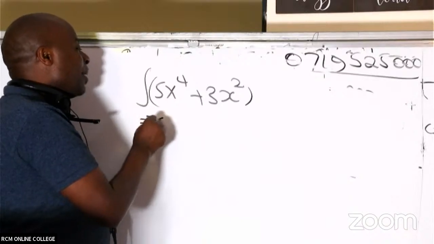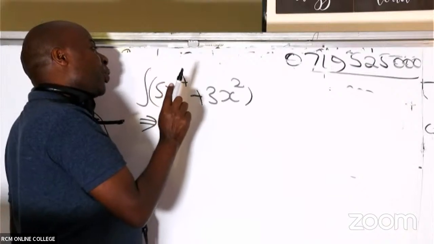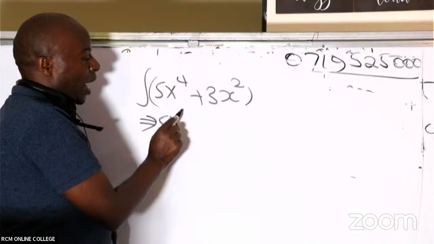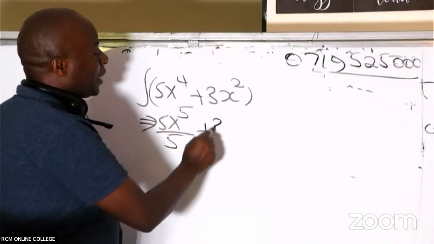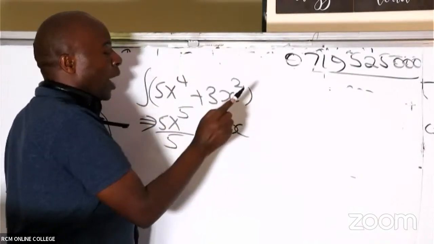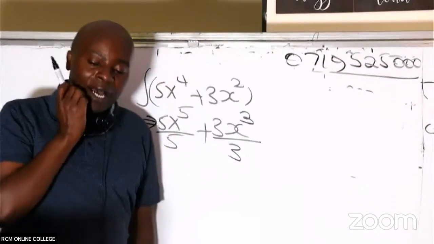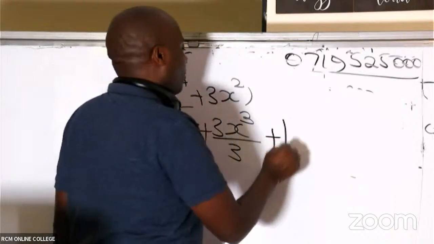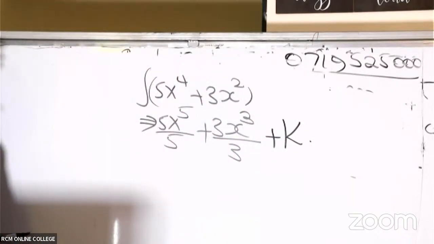So this one here will be 5x raised to power 4 plus 1, which gives me 5. Remember, integration, we are summing, we talk of increased power. So it will be 5x raised to power 5 divided by 5, plus 3x raised to the new power 3, always divided by the new power, plus the constant of integration k.